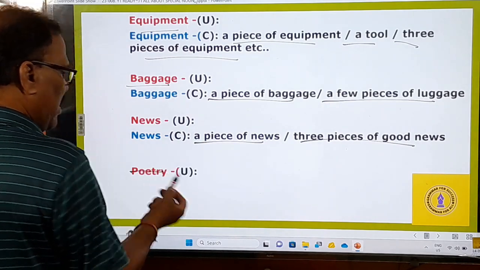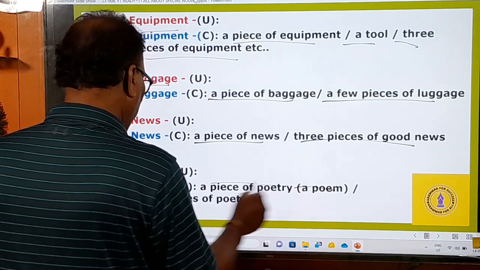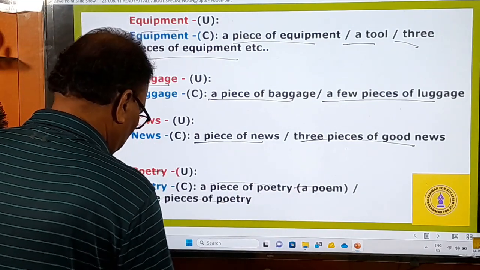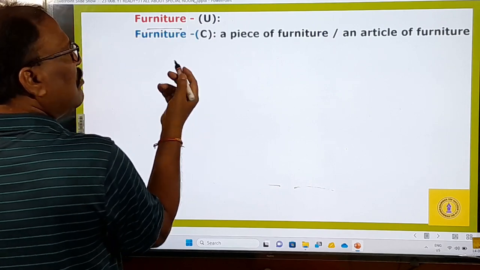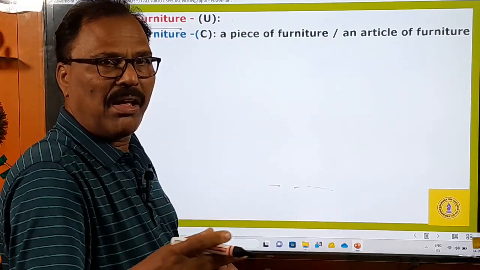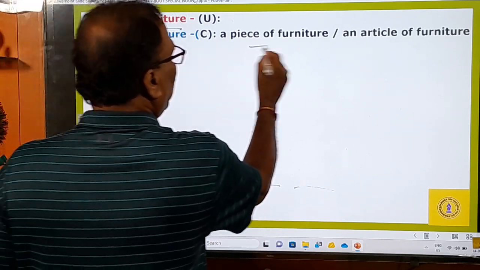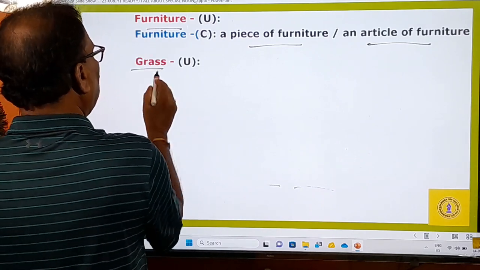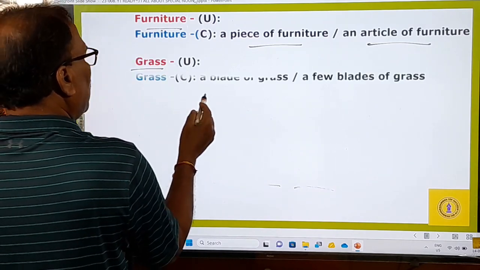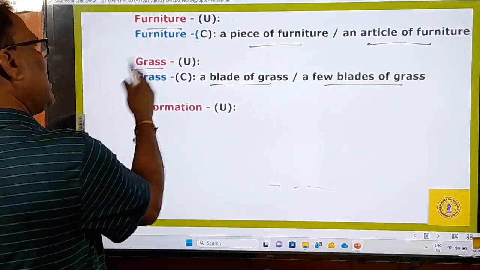And then poetry is there. A piece of poetry or a poem, three pieces of poetry, whatever it is. Furniture is there. You have a table, sofa, a dining table, and chairs, all these things. A piece of furniture, an article of furniture, you have to say. Grass is there. It's an uncountable noun. So a blade of grass, a few blades of grass. Grasses is not there.